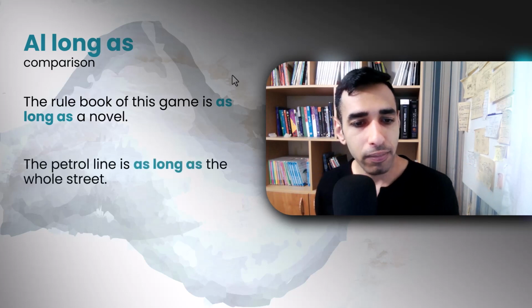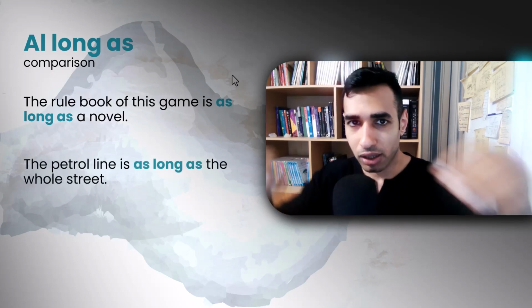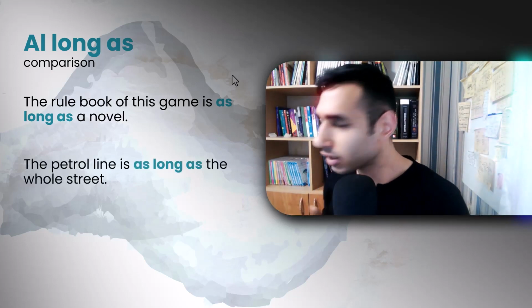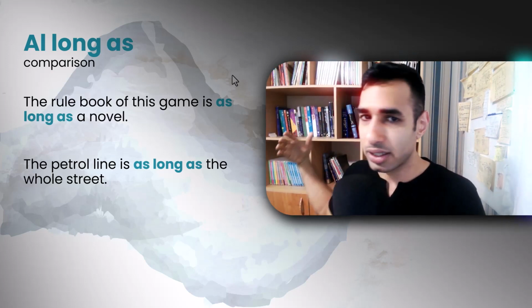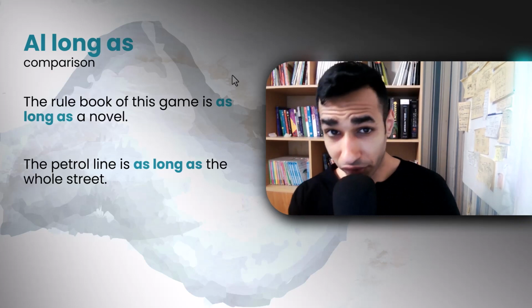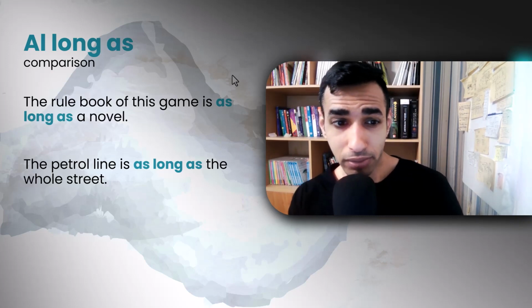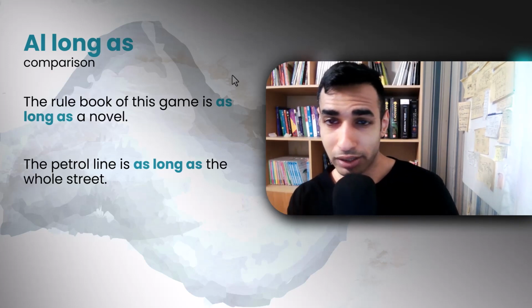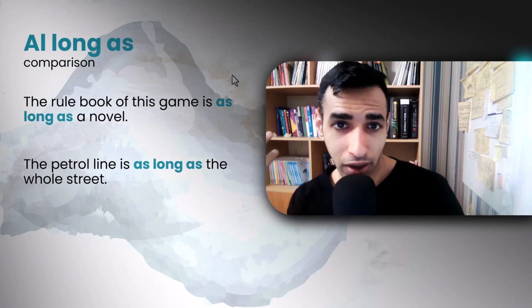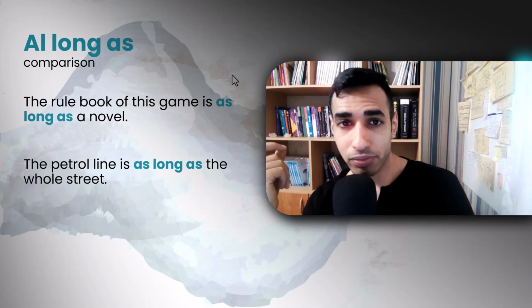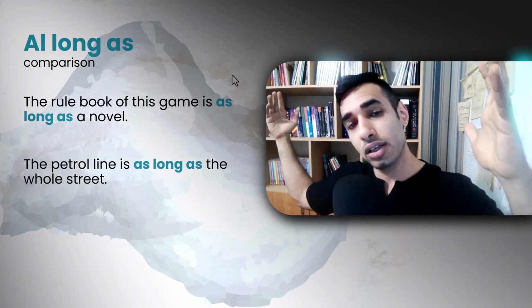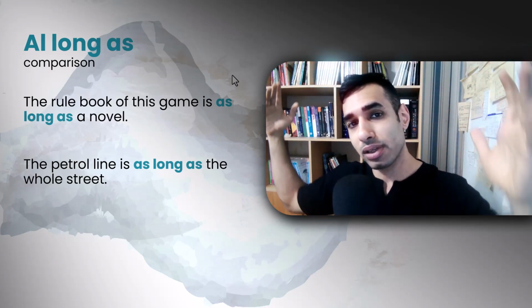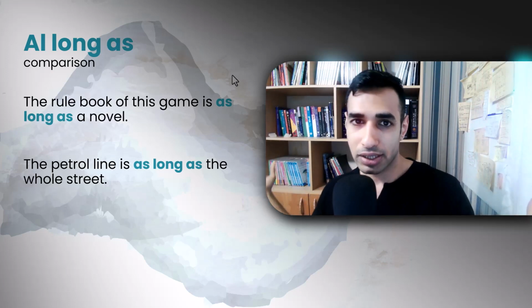Next sentence. The petrol line, the queue, is as long as the whole street. So there were many cars waiting in the queue for their turn to fill up their tank, and the petrol line, the line of people waiting to fill up their tank, is as long as the whole street. So they were the same length. This is "as long as" meaning comparison.